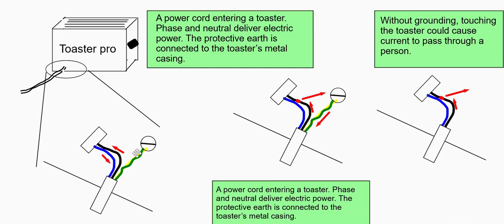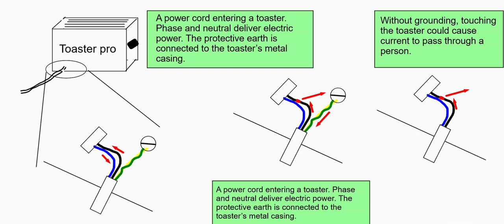Imagine a wire inside the toaster breaks and touches the metal casing like here. Then the casing would become live, and if you touched it, the current would flow through to the ground, and it could be fatal for you. But with the grounded wire connected, the current takes the easier path through the ground wire instead of you. This rush of current instantly trips the circuit breaker.